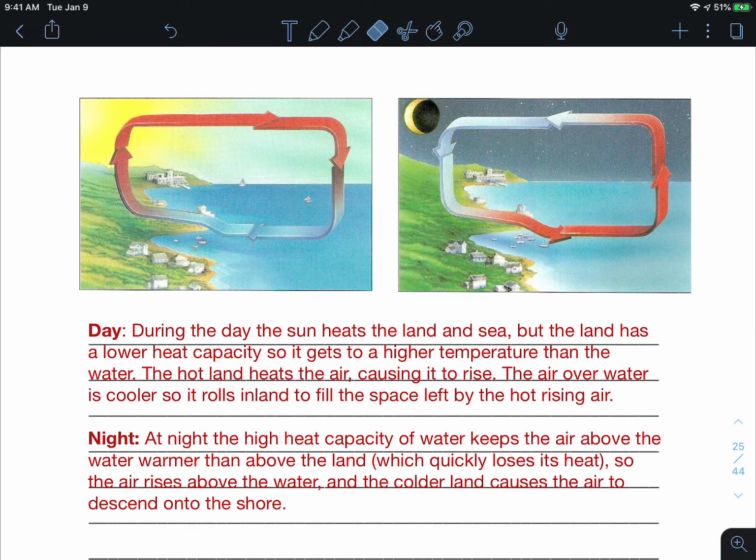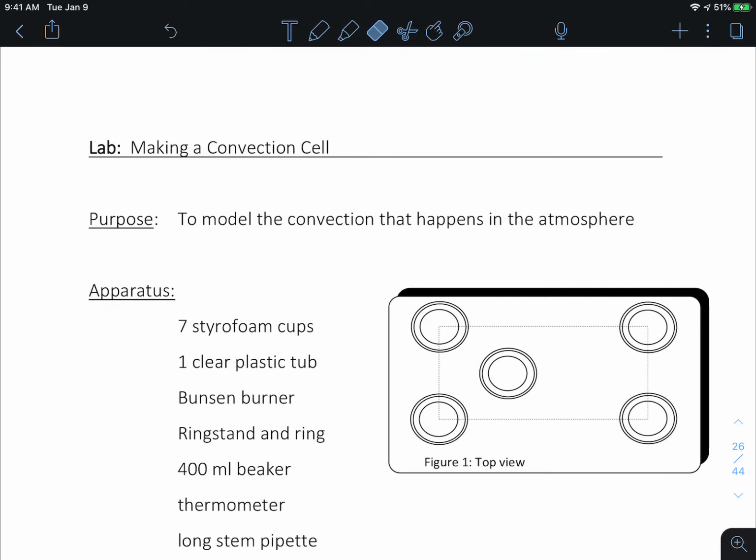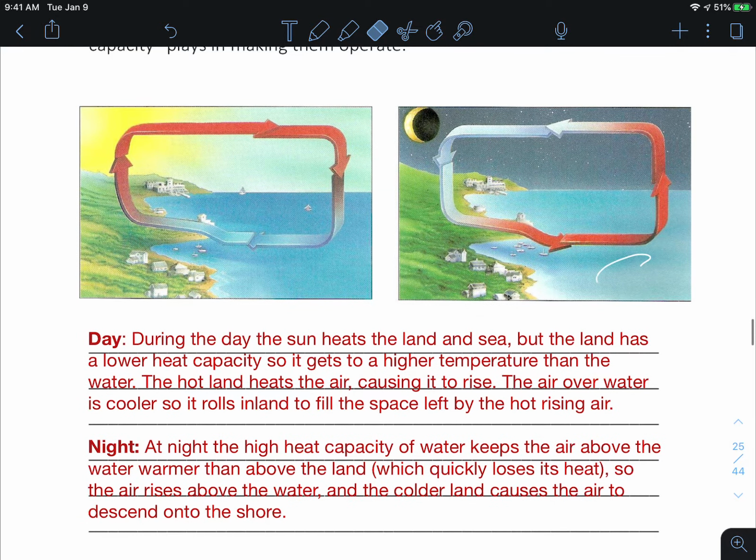Now at night, the opposite thing will happen because of the high heat capacity of water. High heat capacity means that the water can store a lot of energy. So there's lots of energy stored up in there, and it will stay at the same temperature for a longer period of time. Meanwhile, the low heat capacity of the land will lose that heat very quickly, and so the land will feel colder than the water at night, initially at least.